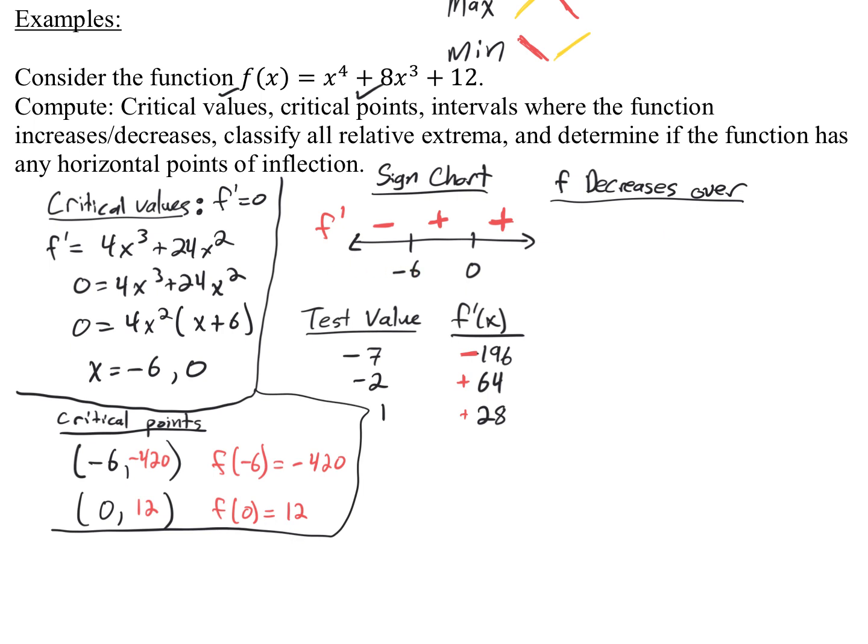And if you recall from an algebra class, interval notation keeps track of two numbers. It's the leftmost x value and the rightmost x value. So there is no leftmost x value. We're going to say it's negative infinity. The rightmost x value was -6. So negative infinity up to -6. That is the interval. Then we want to talk about where f increases.